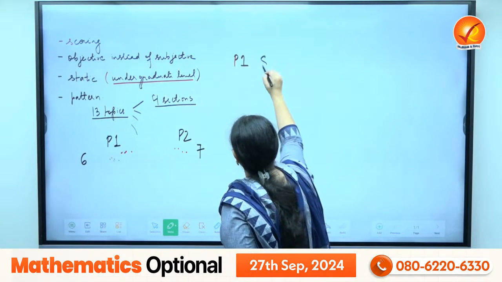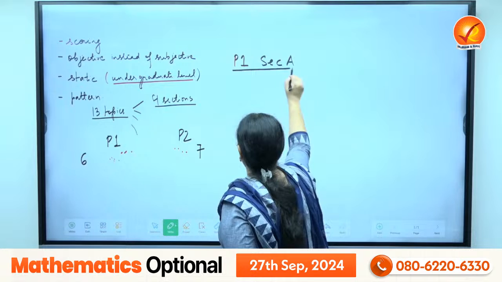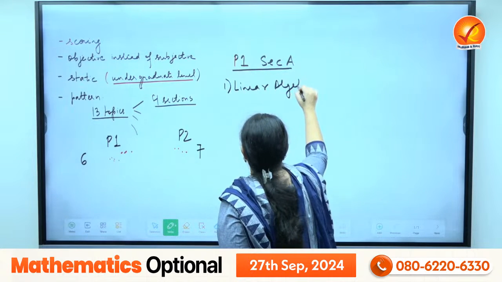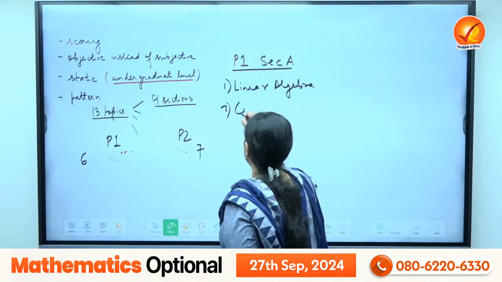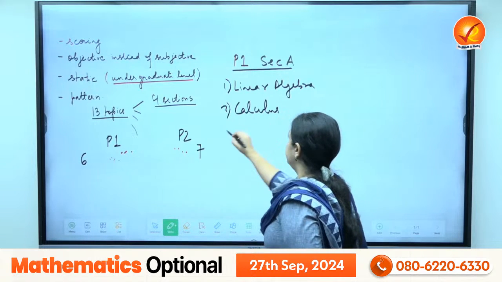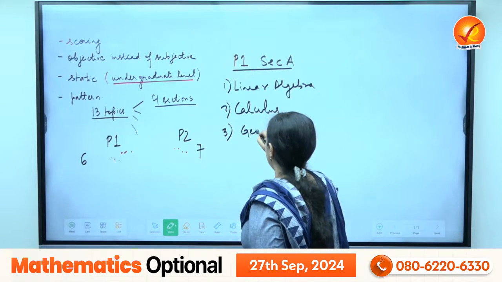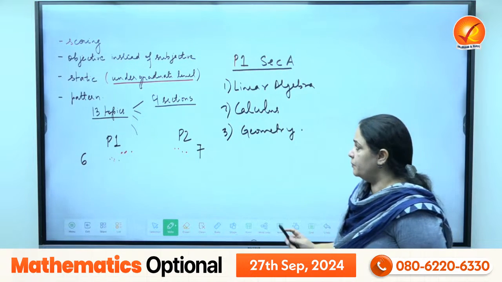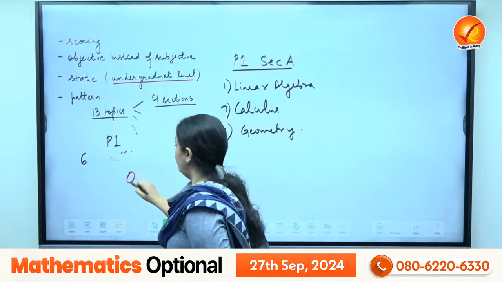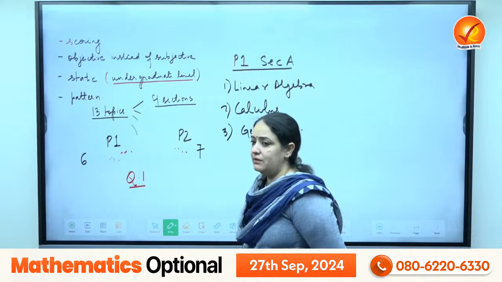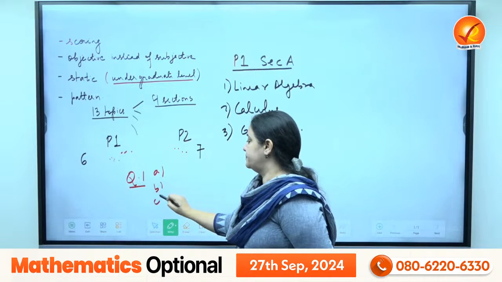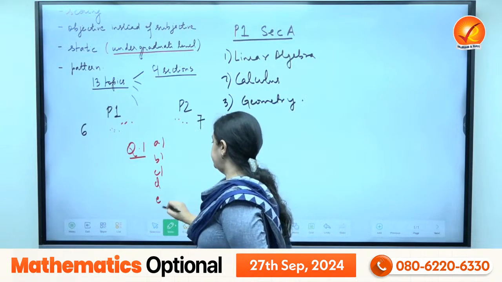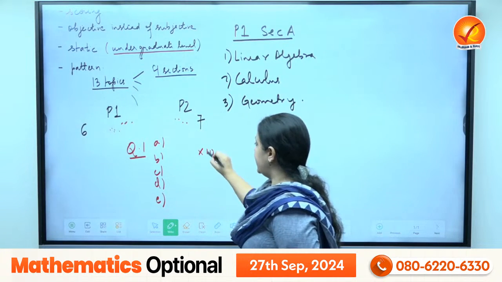Paper 1 and section A has the following three topics. You have linear algebra, then you have calculus, and you have geometry. That's it. Just these three topics. And the trend of the paper always is, as you all know, hopefully, question number 1 is always compulsory. It has 5 parts, and each question carries 10 marks each.